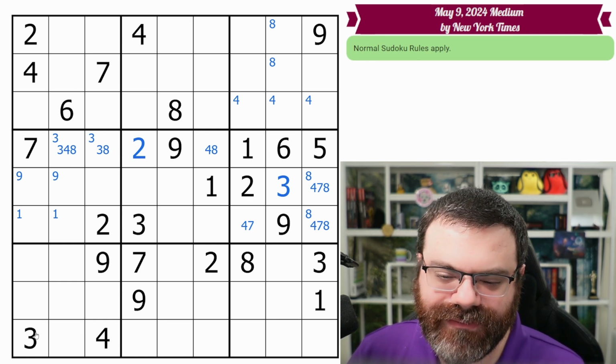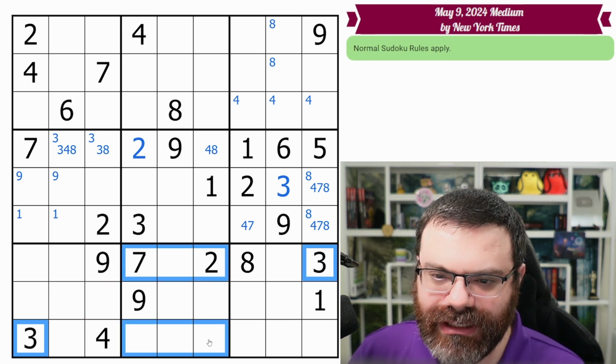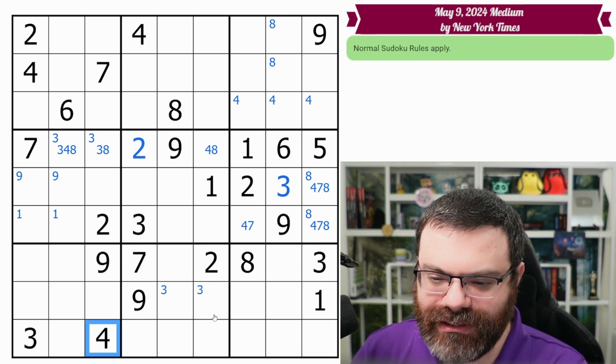All of these boxes have 3 digits, so I'm just going to start here. We have 3, 4, 9. We're looking for 3, 4, 9 over here. I do see the 3 has a buddy. So the 3 ends up in one of these two. The 4 does not have a buddy, but the 9 does.